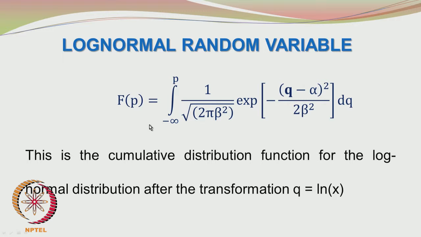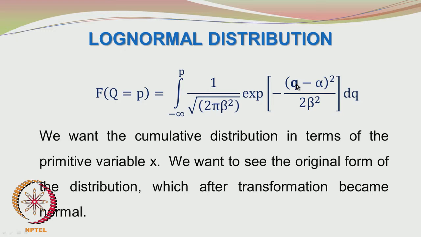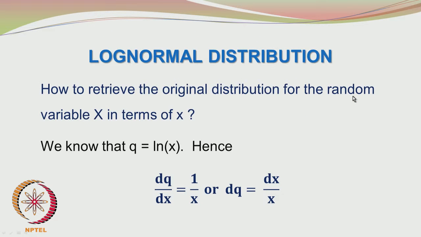The cumulative distribution function for the log normal random variable is given by f of p is equal to the integral from minus infinity to p of 1 by root 2 pi beta squared times exponential of minus q minus alpha whole squared by 2 beta squared dq. This is nothing but the cumulative distribution function. We have already seen this in one of our earlier slides. So, to find the probability less than or equal to p, we do the integration up to p. Now, we can use this to find the original form of the probability distribution expressed in terms of x. Here we are using ln x or q. Here we put, instead of q, we put ln x. Instead of dq, we use a substitution dx by x.